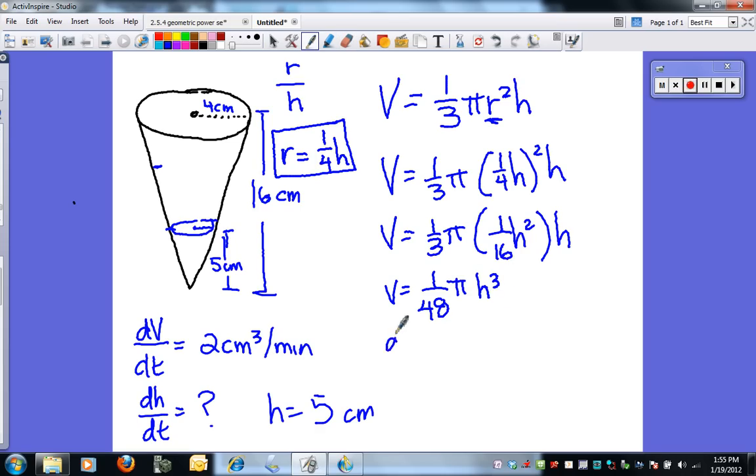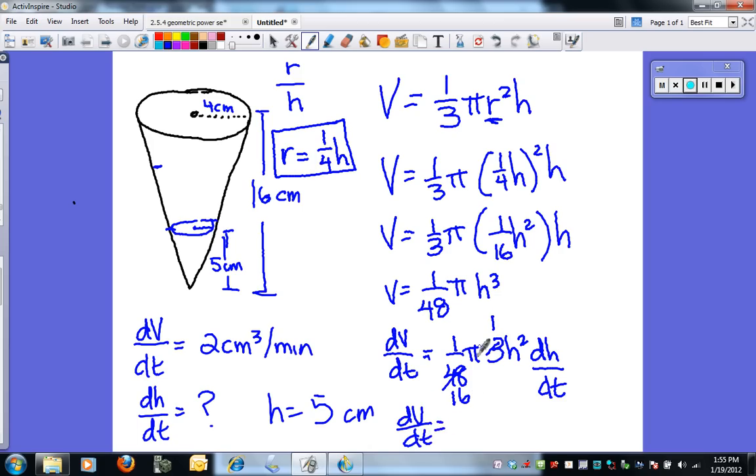So let's take the derivative now. The derivative of the volume is going to be dV/dt. The derivative of this, remember, pi is just a number, is going to be 3h squared. So 1/48 pi is going to be there, times 3h squared dh/dt, because again we're taking the derivative with respect to time. So here's our situation. We can simplify this: 3 over 48 becomes 1 over 16. So I'm left with dV/dt is equal to pi over 16 h squared times dh/dt.